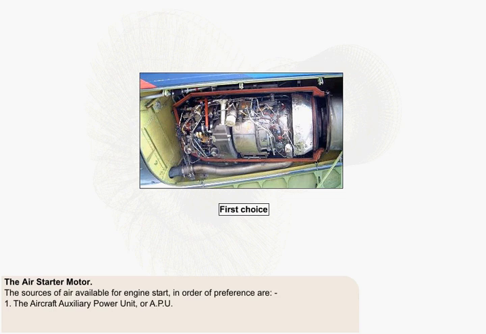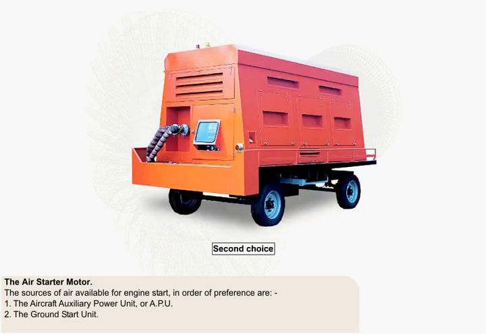The sources of air available for engine start, in order of preference, are the Aircraft Auxiliary Power Unit, or APU. Use of an APU does not cost the airline anything, so it definitely will be the favourite method of supplying air for engine starting. The Ground Start Unit. If a ground start unit is required, perhaps because of APU unserviceability, the airline will have to pay for its use. This is understandably not too popular with the airlines.